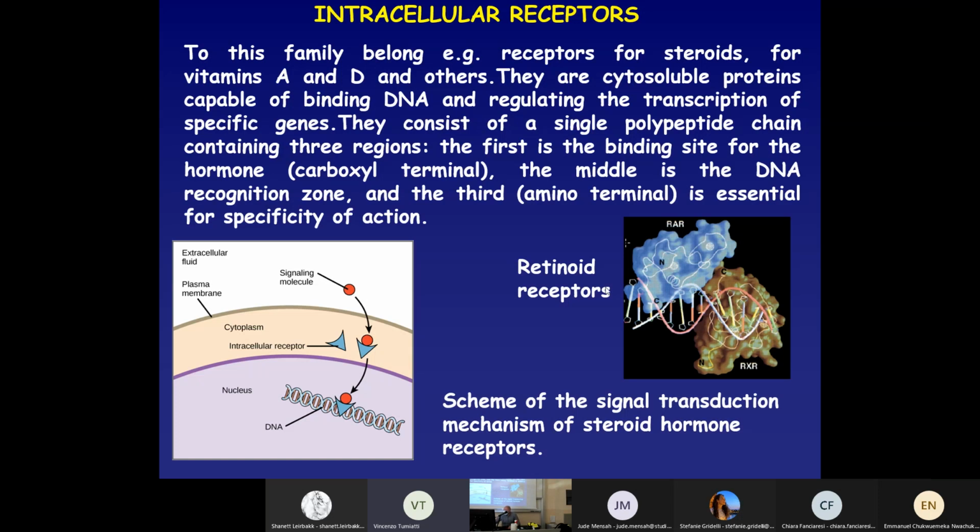Here you can see an example of this type of receptors called retinoid receptors. Retinoid receptors are inside the nucleus, very close to the DNA, and after their activation, we have an increased activity of synthesis of new proteins.